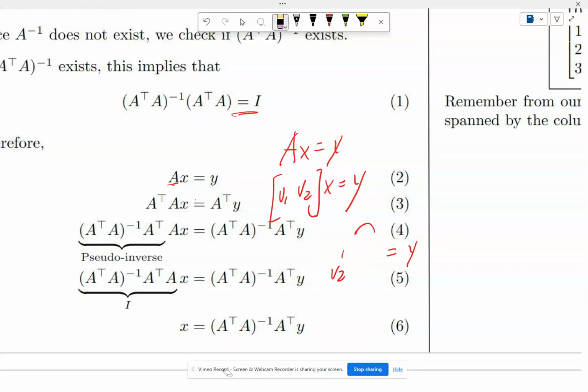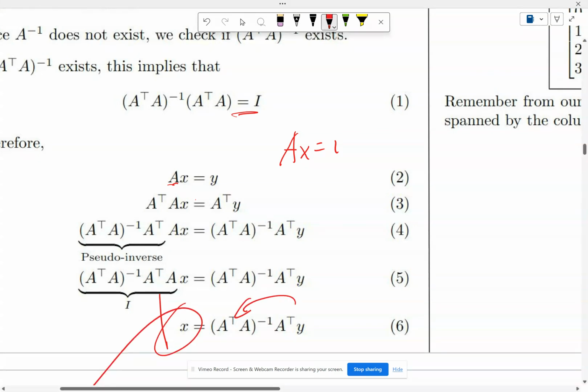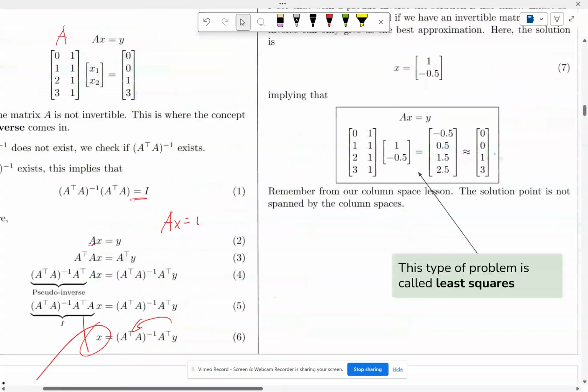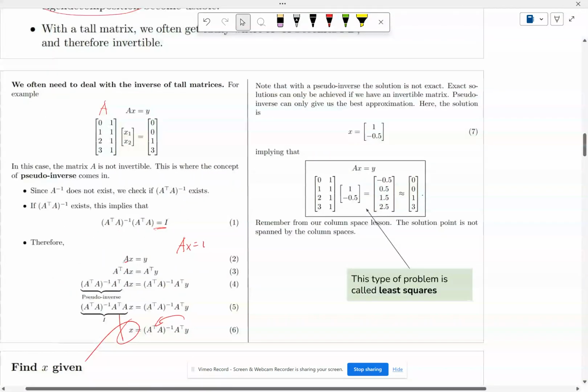So what's happening if we go back to this equation here? We're projecting Y onto the column span of A. And then we take the inverse. That's how we get the X value. So notice that if it doesn't span it, you're always going to have some error.